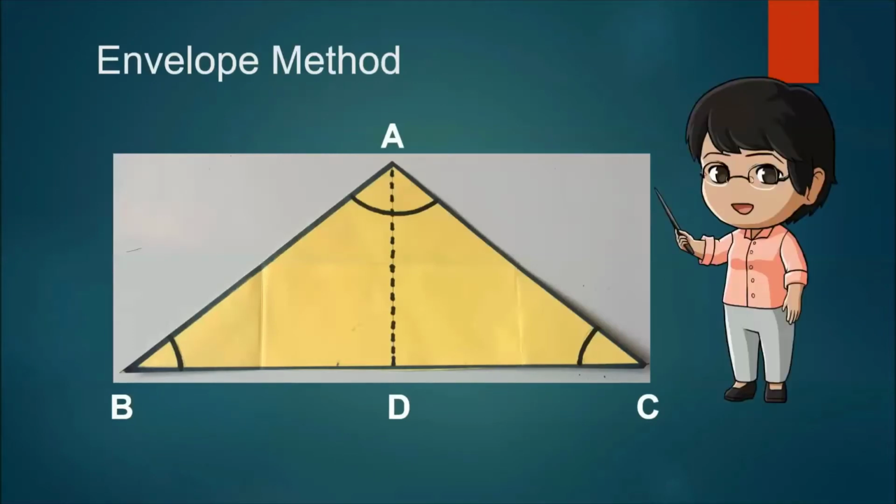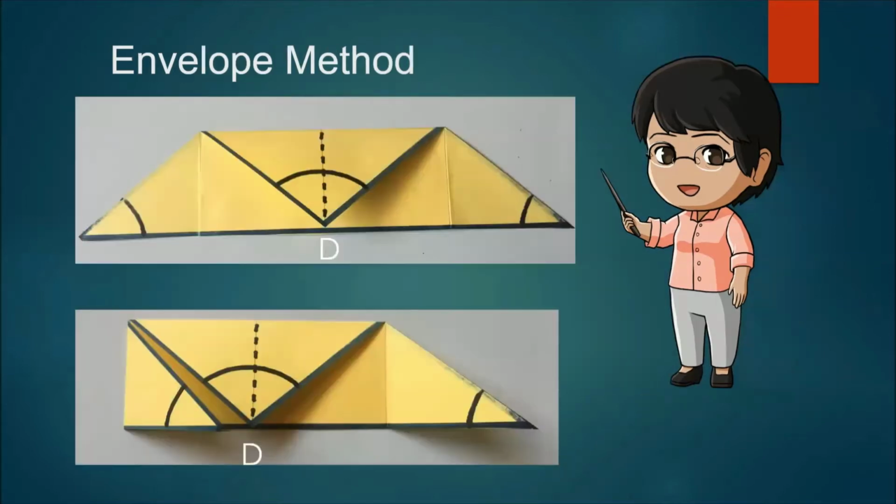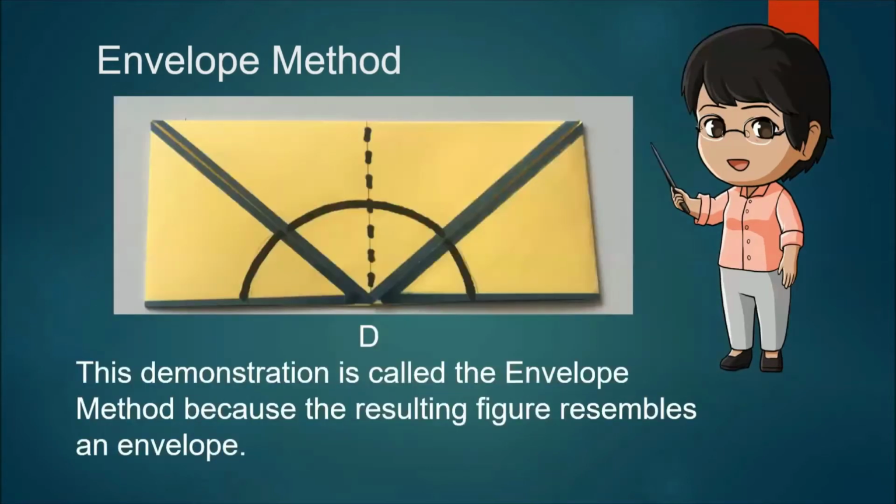I will be demonstrating this property through the envelope method using a cutout of triangle ABC. Draw an altitude from angle A to point D, and we will call this altitude AD. Then fold vertex A toward point D. Then fold the left side of the triangle with vertex B toward point D. Lastly, fold the right side with angle C towards point D.